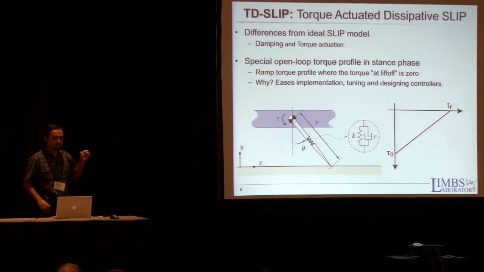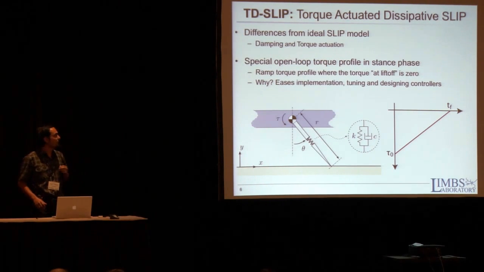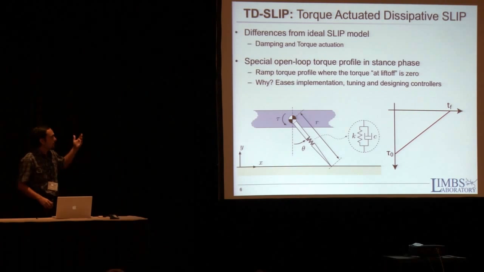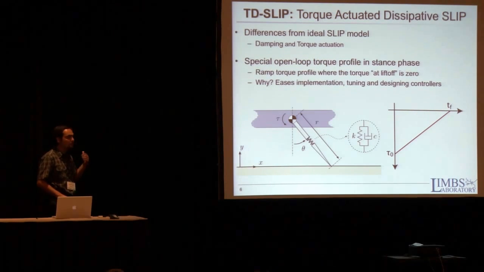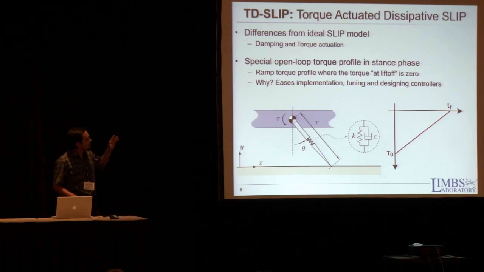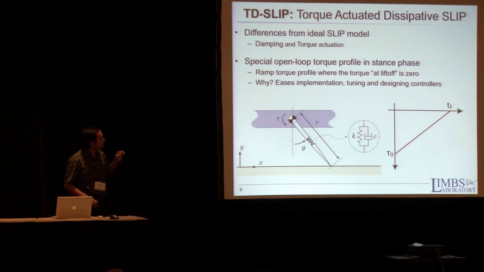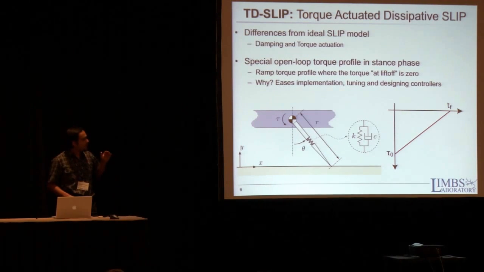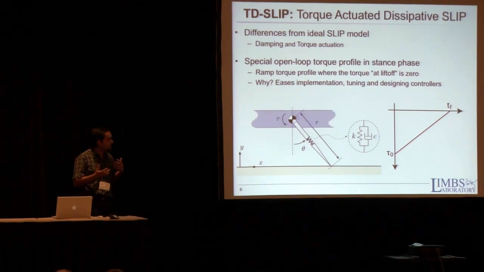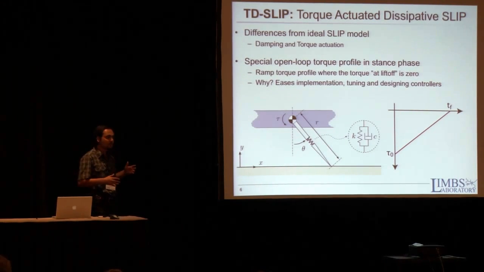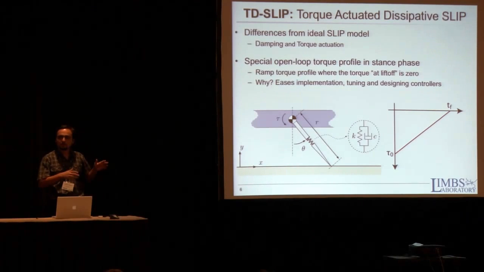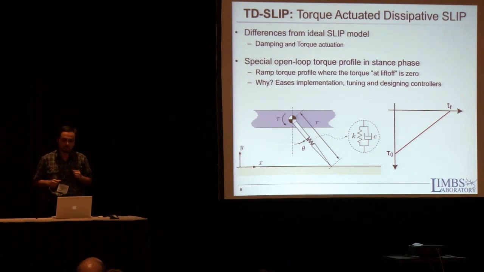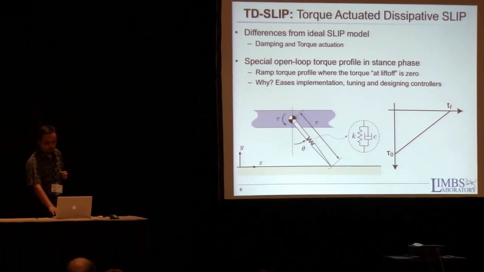which we propose as TD-SLIP, torque actuated, damped, spring-loaded inverted pendulum. Differences are damping and torque actuation, but we have a special torque actuation such that it is a ramp torque profile where the magnitude is equal to 0 at the liftoff instant. Our goal was using implementation, tuning, and design controllers for robotic platforms. As you may guess, our motivation was not biologically related, but we found a nice biological correspondence.